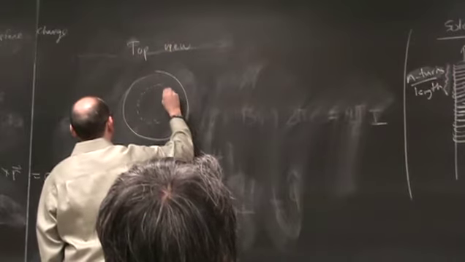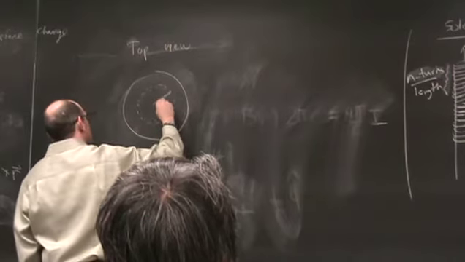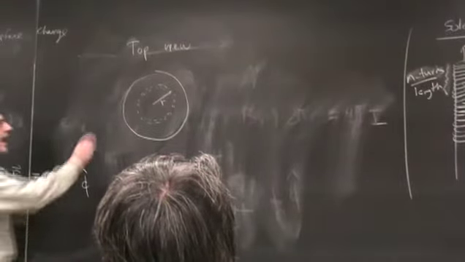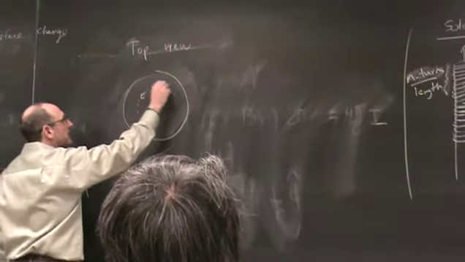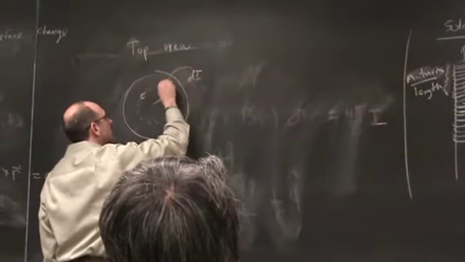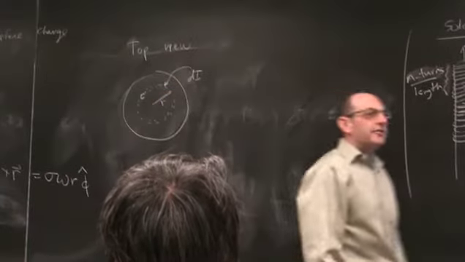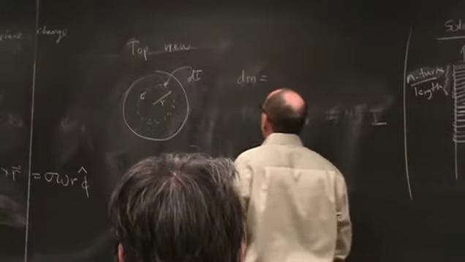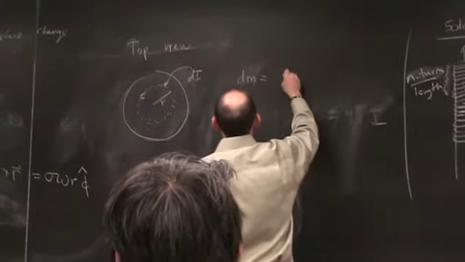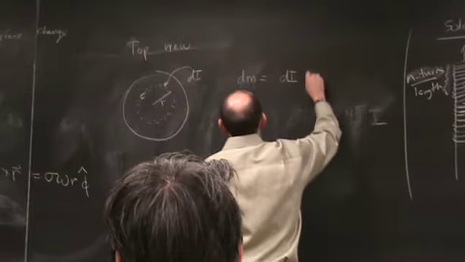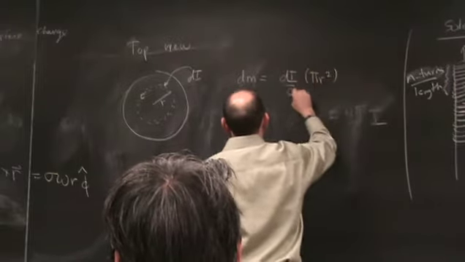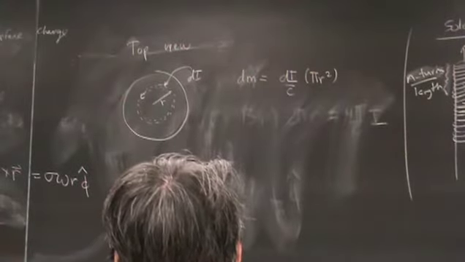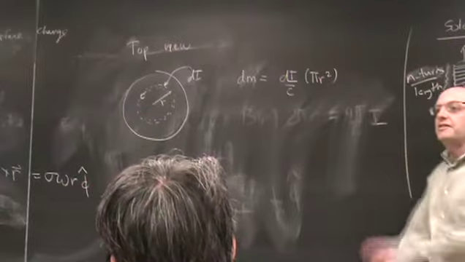Into differential rings. And each ring has within it a current dI. And so the differential magnetic dipole moment associated with that differential ring is dI times the area of that ring, pi r squared, over c. All right? So what is dI?